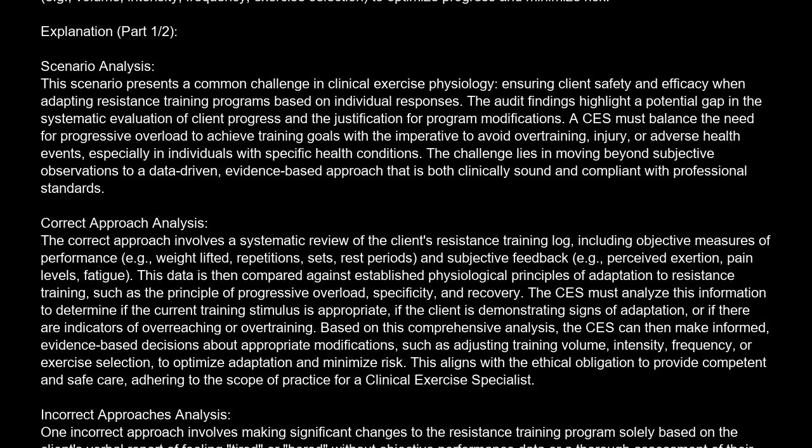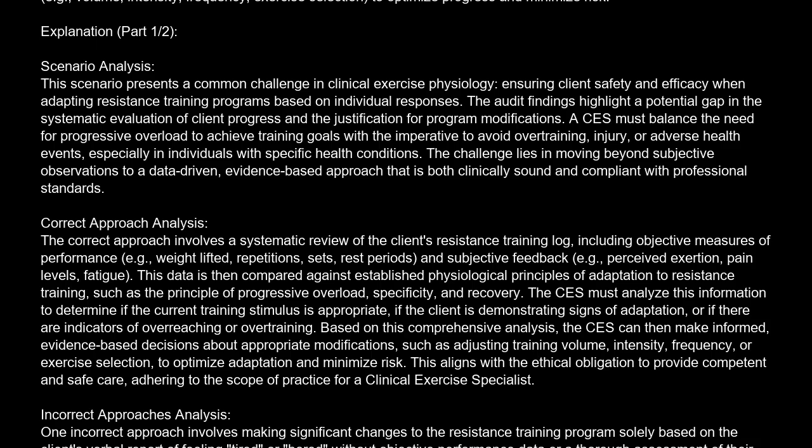Based on this comprehensive analysis, the CES can then make informed, evidence-based decisions about appropriate modifications, such as adjusting training volume, intensity, frequency, or exercise selection, to optimize adaptation and minimize risk. This aligns with the ethical obligation to provide competent and safe care, adhering to the scope of practice for a clinical exercise specialist. Incorrect approaches analysis.